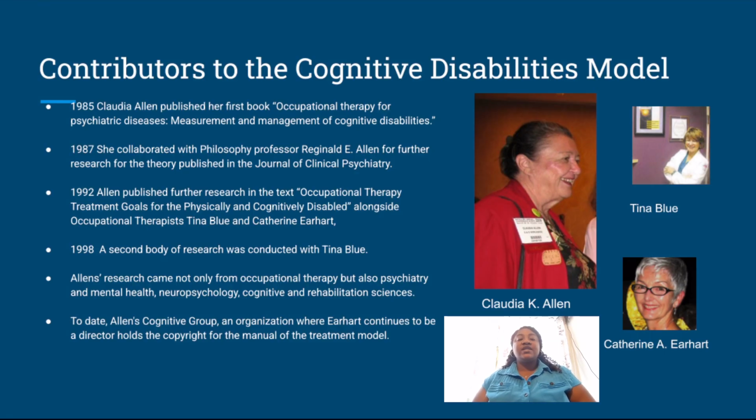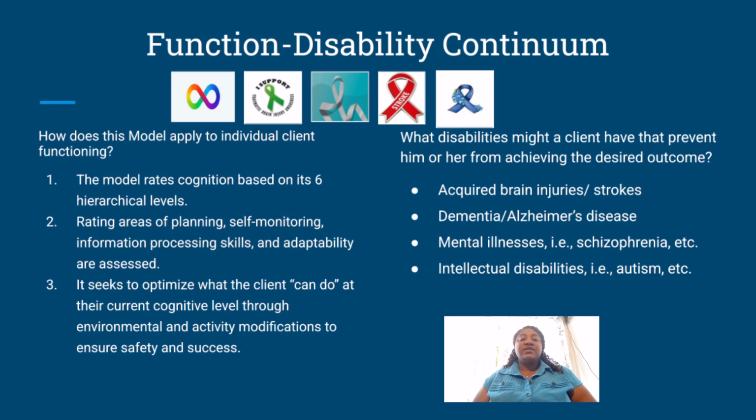Now let's move over to slide 2. Functional disabilities continuum. The slide has 2 questions. 1. How does this model apply to individual client functioning? 1. The model rates cognition based on its 6 hierarchical levels. 2. It rates areas of planning, self-monitoring, information processing skills, and adaptability. And 3. It seeks to optimize what the client can do at their current level through environmental and activity modifications to ensure safety and success.